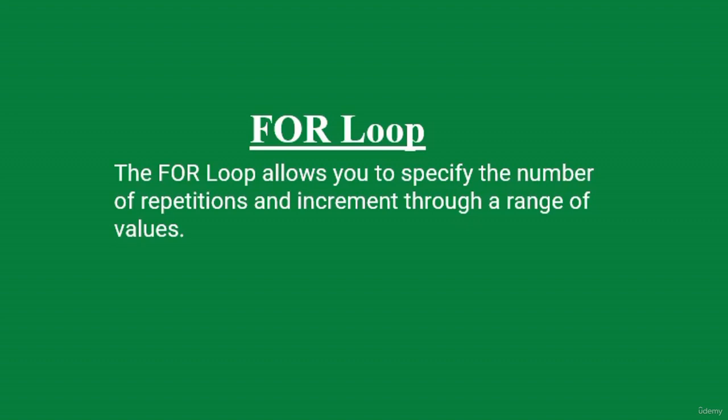The for loop is a widely used loop structure in Excel VBA. It allows you to specify the number of repetitions and increments through a range of values. This is particularly used when you need to perform an action a fixed number of times. Remember the example we did when we used VBA code to split those worksheets into separate files? We used the for each loop in our procedure.